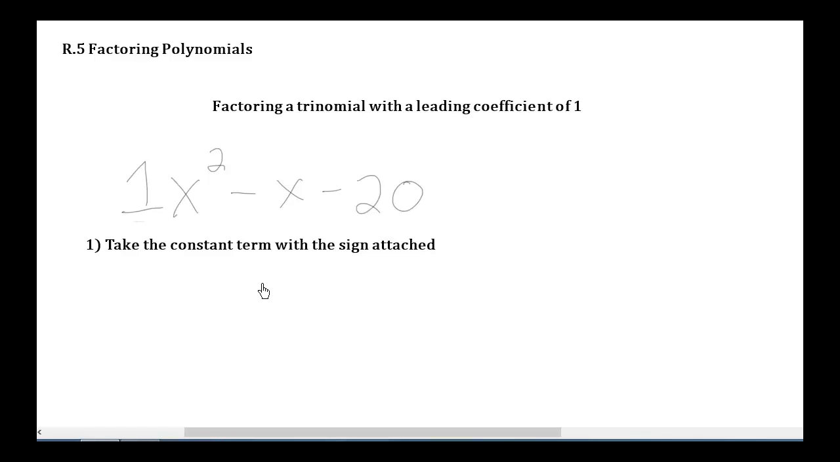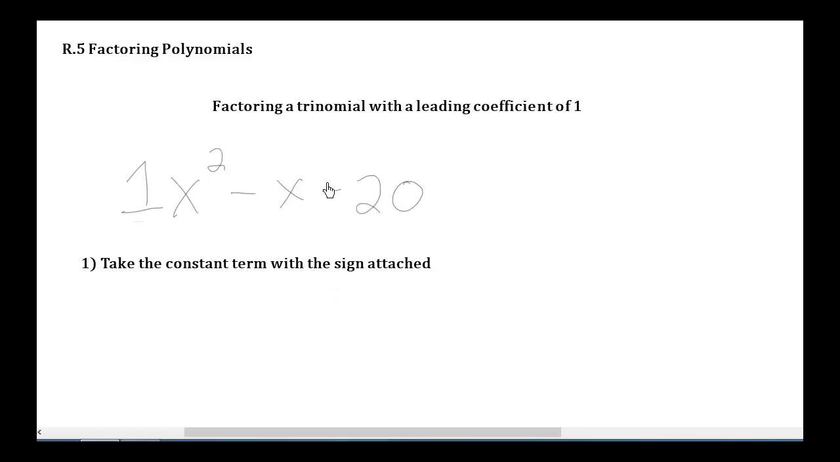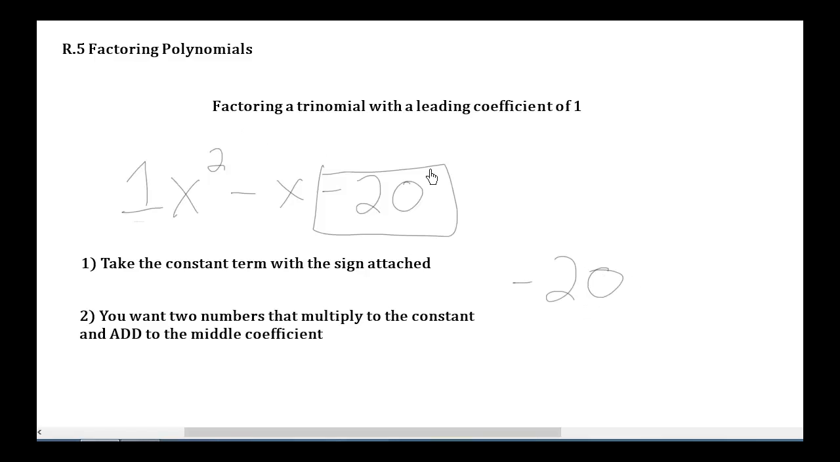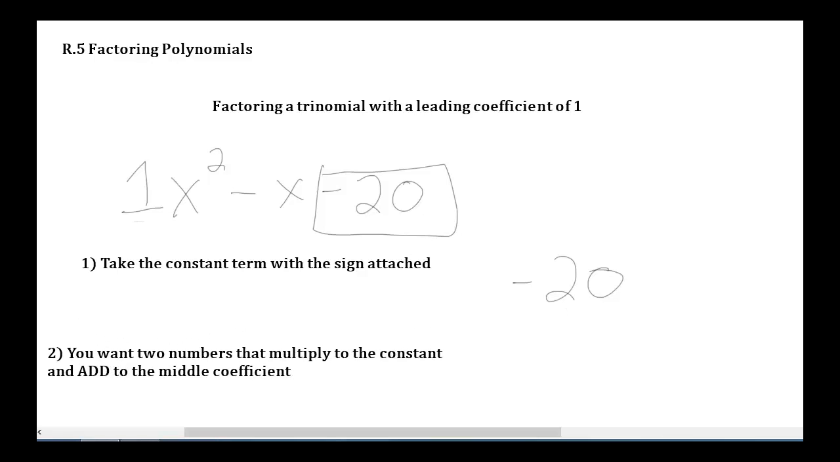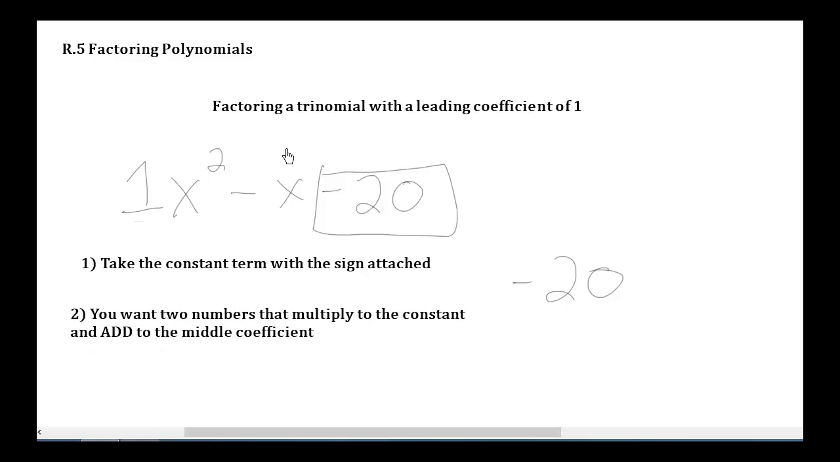So first you take the constant term with the sign attached. So here's my constant term. Here's my constant term with the sign attached. I've got a minus 20. Then you want two numbers that multiply to the constant and add to the middle coefficient. So this is my constant. I'm looking for two numbers. They're going to multiply to this minus 20 and are going to add to the middle coefficient.